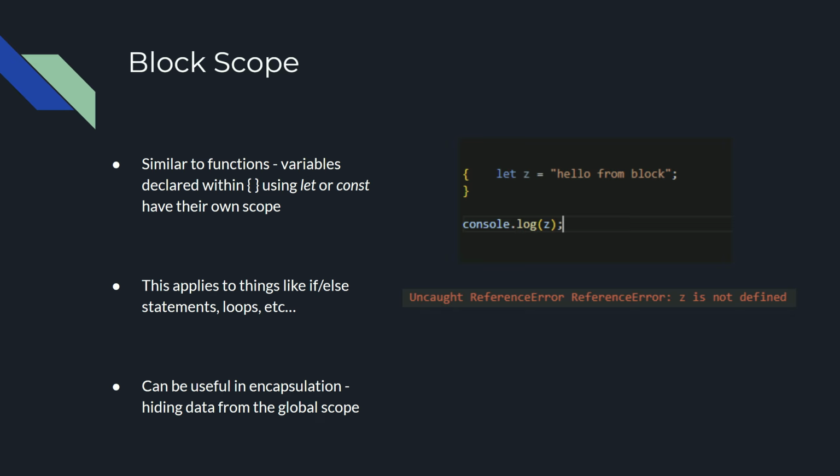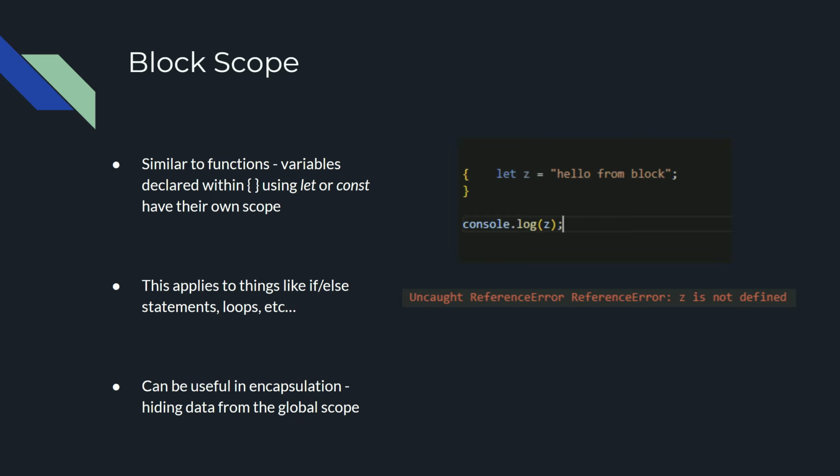In this case, in the example on the right, I have just a simple little block of curly braces. Inside I have a variable z, declared with let, and I just assign it the string "hello from block". Again, I try to call it from the outside, but I'm not able to. I get a reference error that z is not defined, again, because I don't have access directly to that variable, because it's confined within the block that I declared it in.